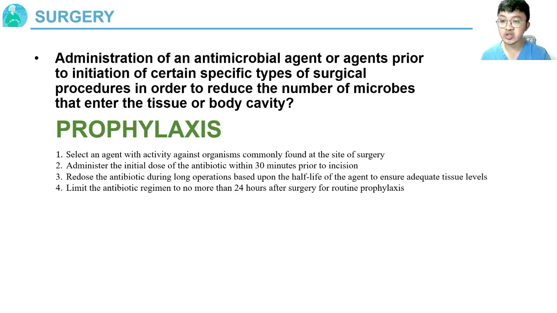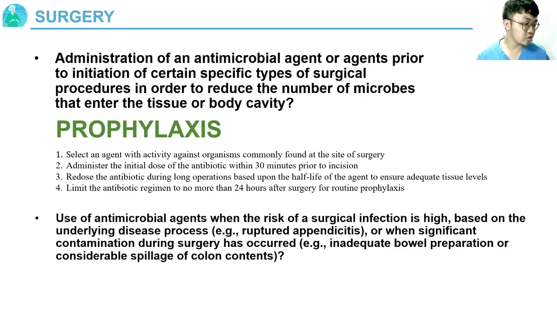Next, we need to redose antibiotics during long operations based upon the half-life of the agent to ensure adequate tissue levels. So if you have, for example, cefazolin, which has a half-life of 2 hours, and you've already gone past 2 hours, usually redose 1 to 2 hours past the half-life. So what you do is you redose it at the 3rd or 4th hour. Next, you need to limit the antibiotic regimen to no more than 24 hours after surgery for routine prophylaxis. So no more than 24 hours.